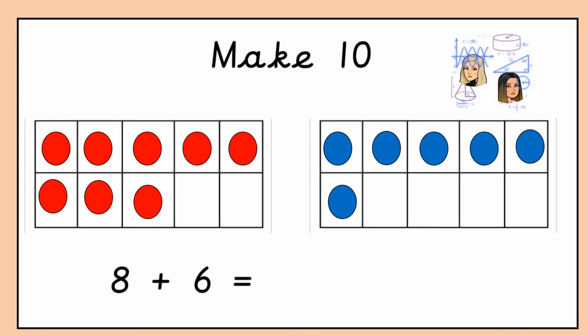Your number sentence is 8 and 6 is equal to. So I want you to use the strategy make 10. How many blue do you need to move across? And what would the new number sentence be? Once you're ready, press play and we'll go through it together.